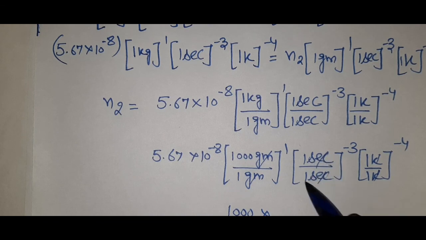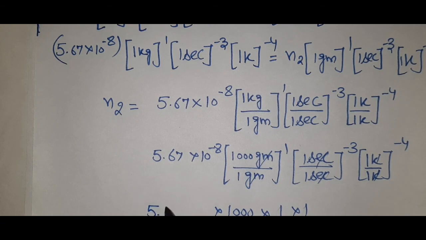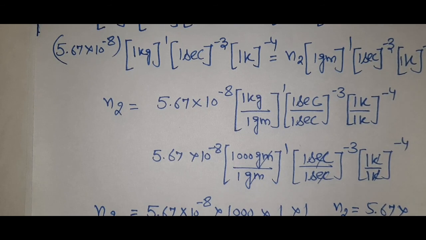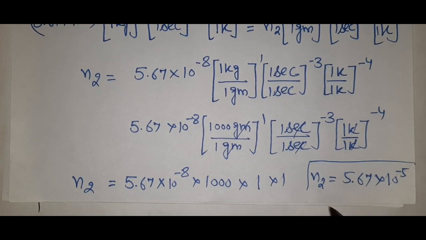Second gone, 1 raised to minus 3 will be 1. Kelvin gone, 1 raised to minus 4, that will be giving 1. And another thing which is turning up over here is 5.67 into 10 to the power minus 8. So solving this all, this is minus 8, this is 10 to the power minus 3. So we are getting N2 is equal to 5.67 into 10 to the power minus 5.